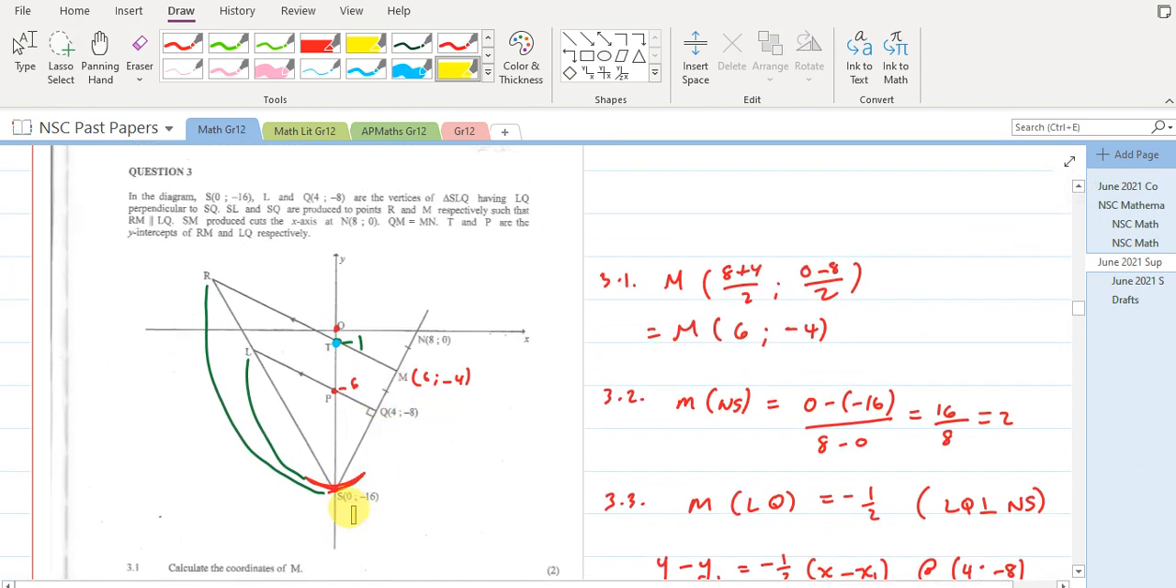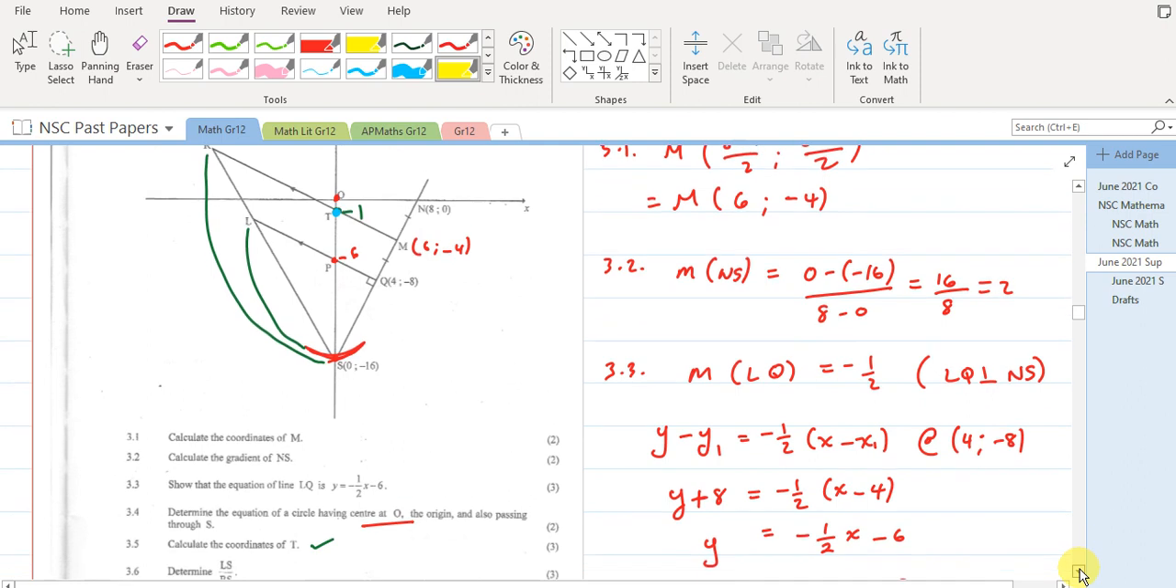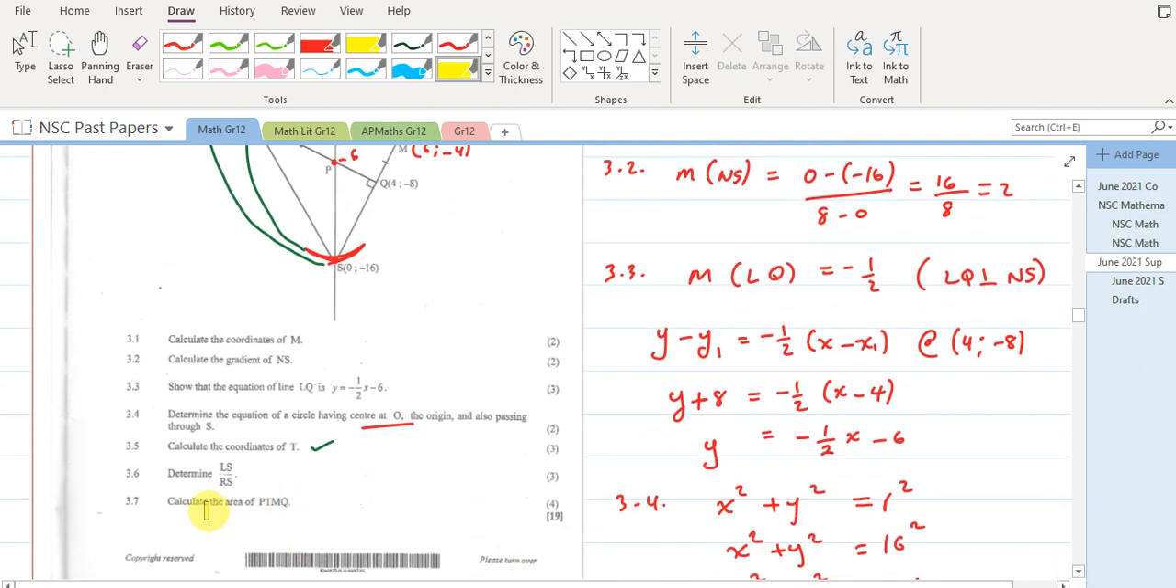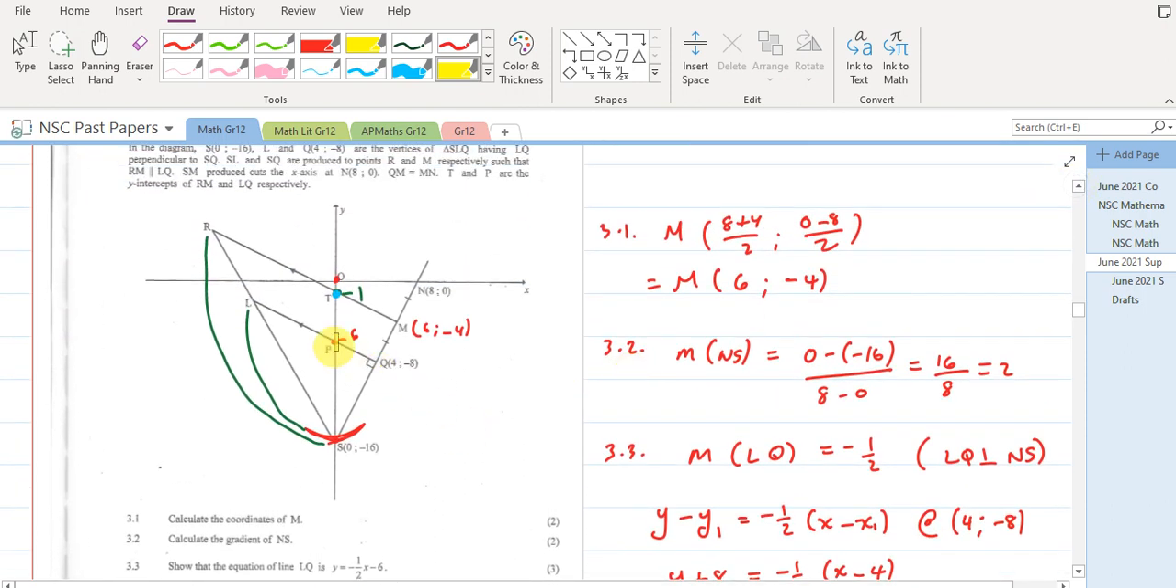And then calculate the area of PTMQ. Okay, so what we can see here is PTMQ. This is the trapezium, right? So that is the trapezium.